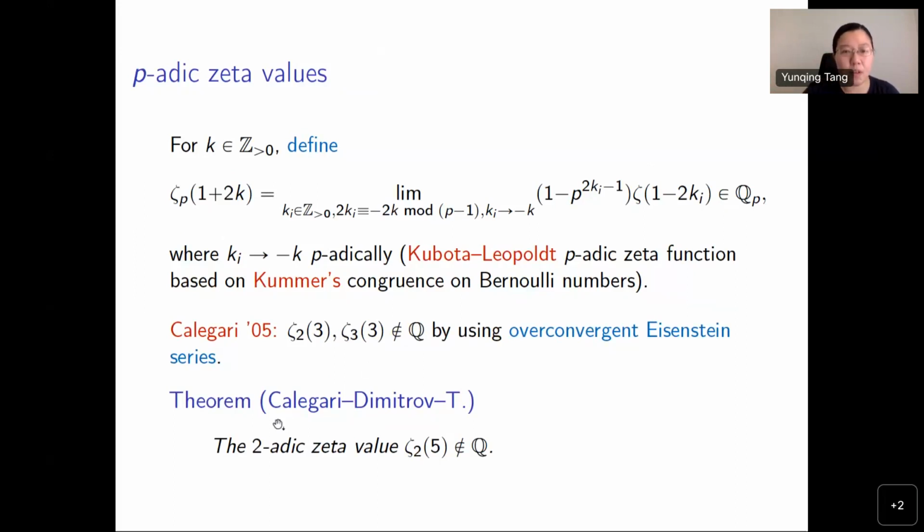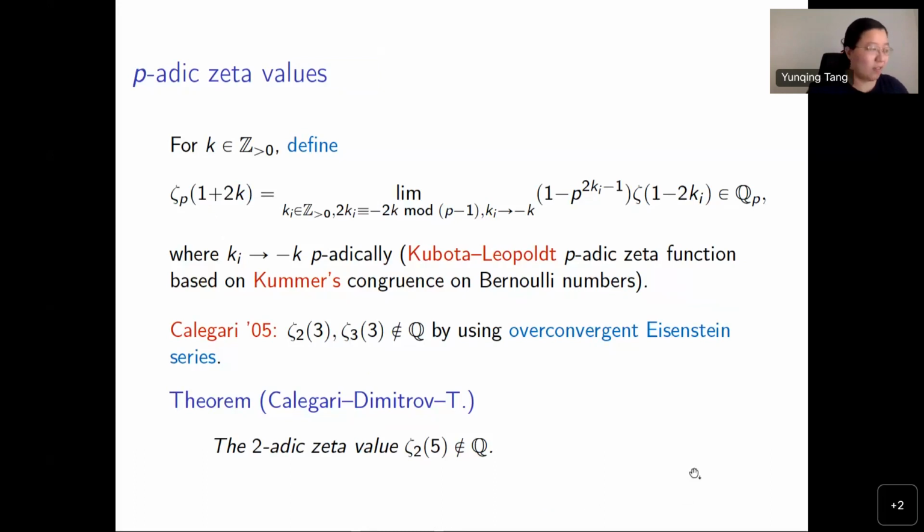And so a theorem that we could prove using the ingredients of another dimension bound, a similar dimension bound, is that we can prove that the triadic zeta value at 5 is not rational.